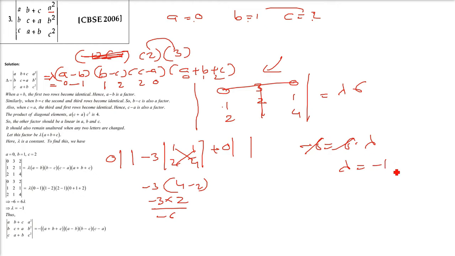So the first step which you started with lambda, here you just replace lambda with negative 1. If you don't want negative, you can change any of the sign, like A minus B can be done as B minus A, or B minus C can be done as C minus B, or C minus A can be done as A minus B. But you can also have negative, it doesn't matter. So this is how we solve. This is a different method of solving determinant.